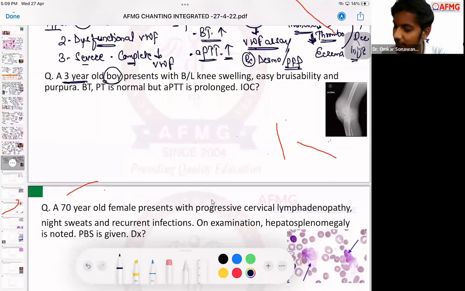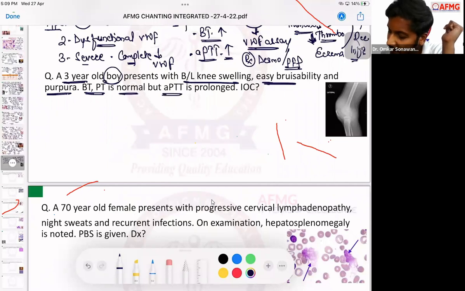A 3-year-old boy is coming to you. So, it is more likely a boy, which means an X-linked recessive condition. He presents with bilateral knee swelling, easy bruisability, and purpura. Bleeding time and prothrombin time are normal, but the APTT, that is activated partial thromboplastin time, is prolonged.